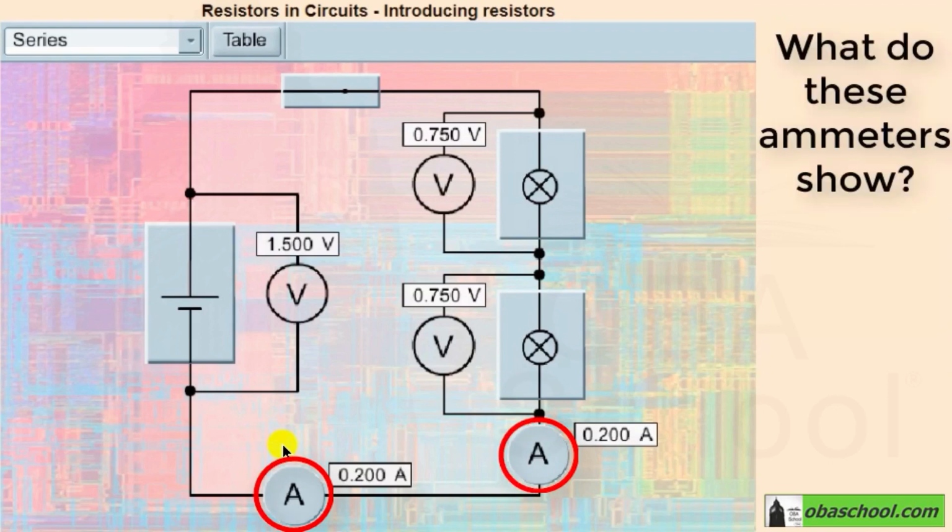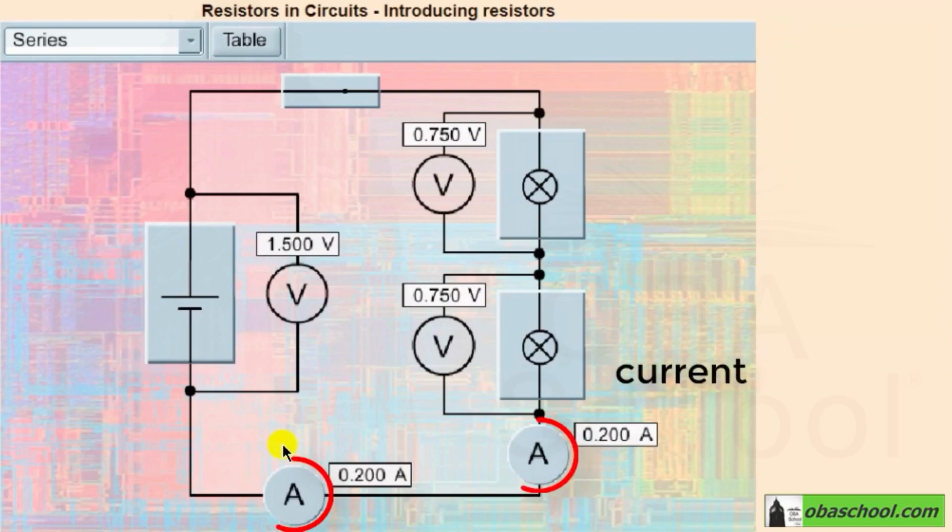Now, look at the ammeters in the circuit. What do these ammeters show? They show the current flow, which is 0.2 amperes.